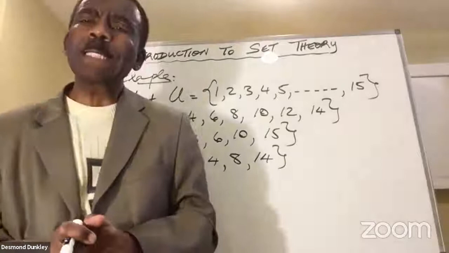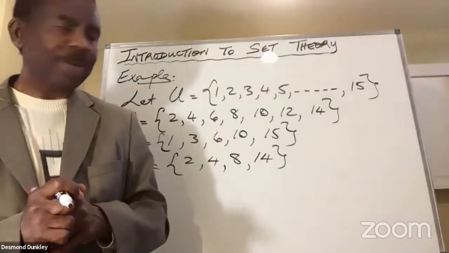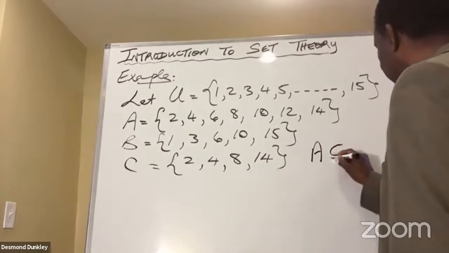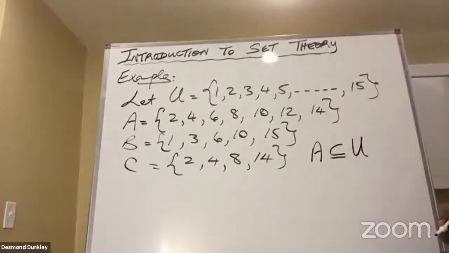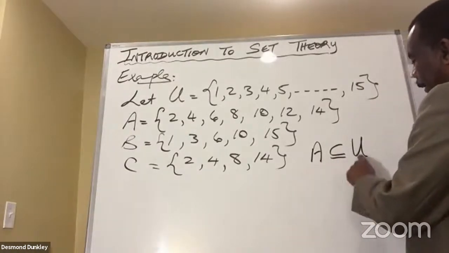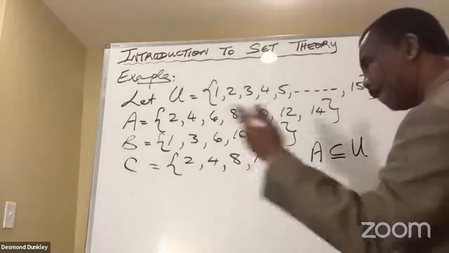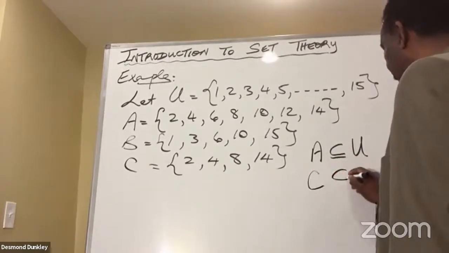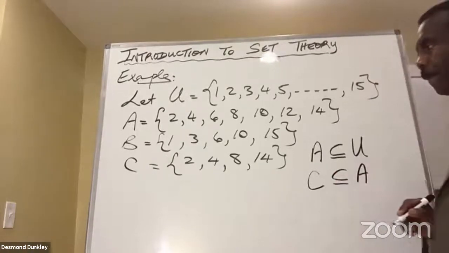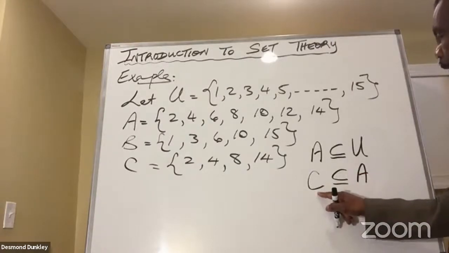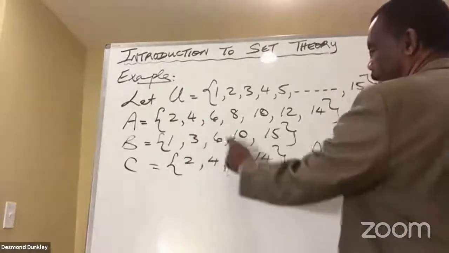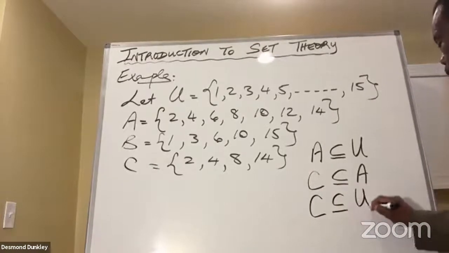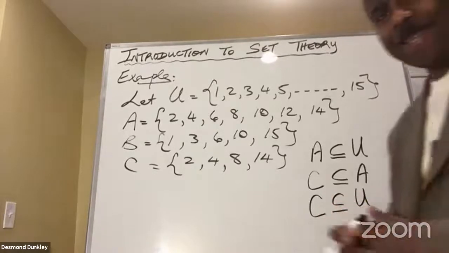So now we could talk about a union of two sets. Okay? And as a matter of fact, before we do that, we could say that A is a subset of U. What does it mean? It means that everything that is in A is also in U. A is derived from U. Okay? We could also say that C is a subset of A, because everything that is in C is also in A. 2 is there, 4 is there, 8 is there, 14 is there. C is also a subset of U. So far, so good? Okay, good.